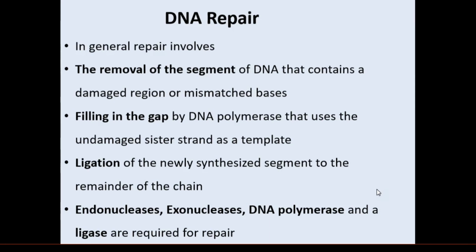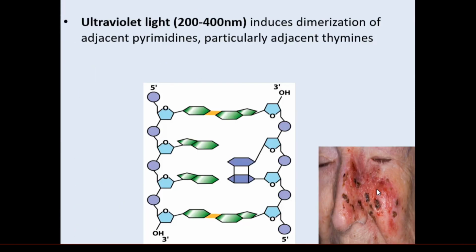Ultraviolet light induces dimerization of adjacent pyrimidines, particularly adjacent thymines. The direct mutation of DNA distorts the DNA structure, inhibits transcription, and disrupts replication until it is repaired.